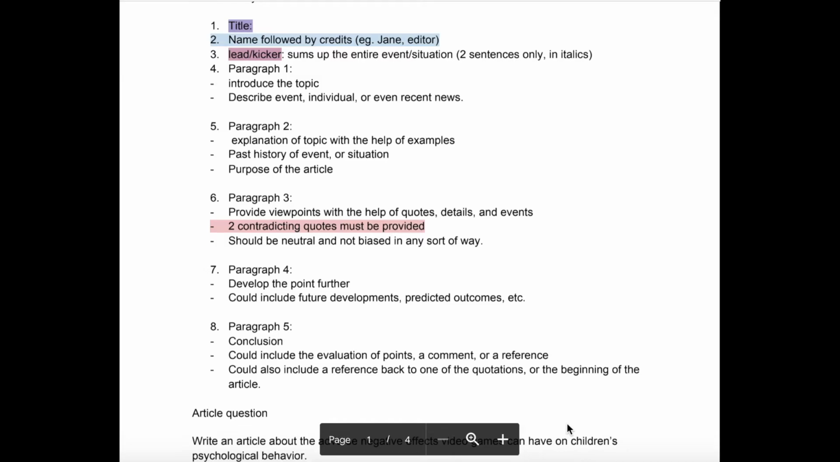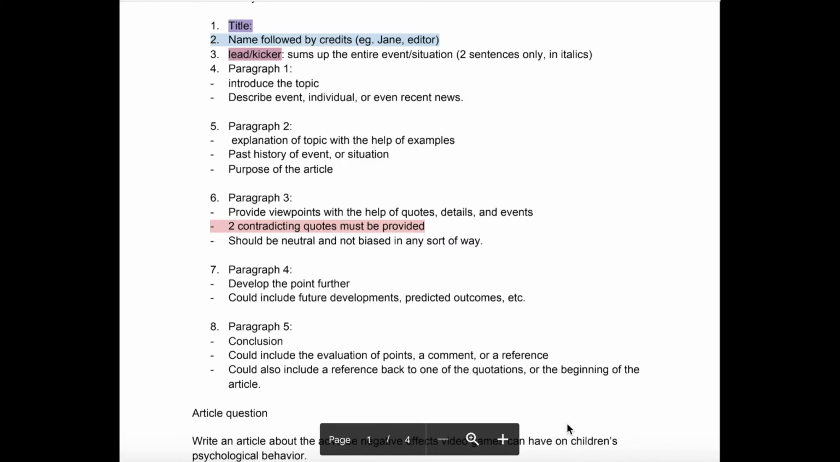Here you can further explain the topic with the help of examples, quotes, or any other additional information that you can find. If necessary, you could also dwell upon the past history or situation of the topic. We basically drag out paragraph 2 by explaining it in a deeper form.